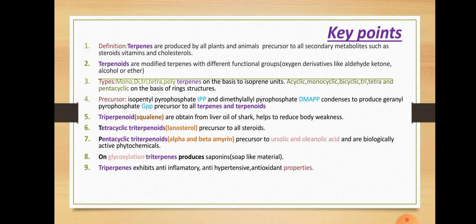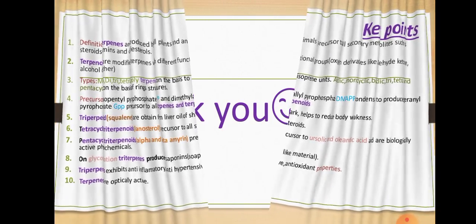Some terpenes give us lipid properties. Triterpenes exhibit anti-inflammatory, antihypertensive, and antioxidant properties. Triterpenes are optically active. Now, these are all about terpenes, triterpenes, and their structures, classifications, types, uses, and importance. Thank you so much for listening to me.